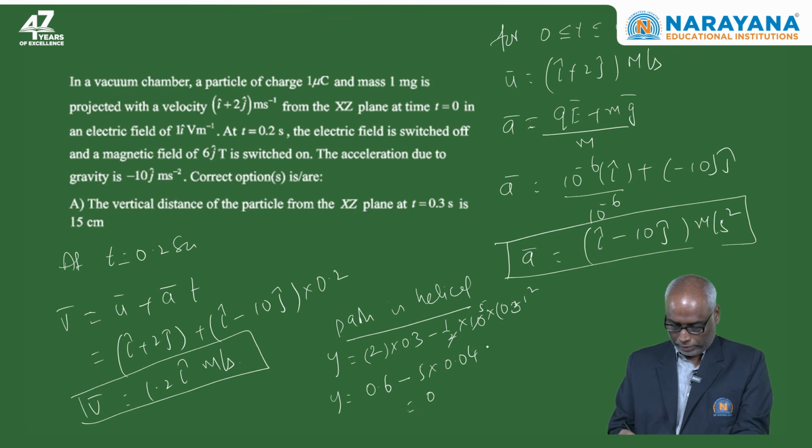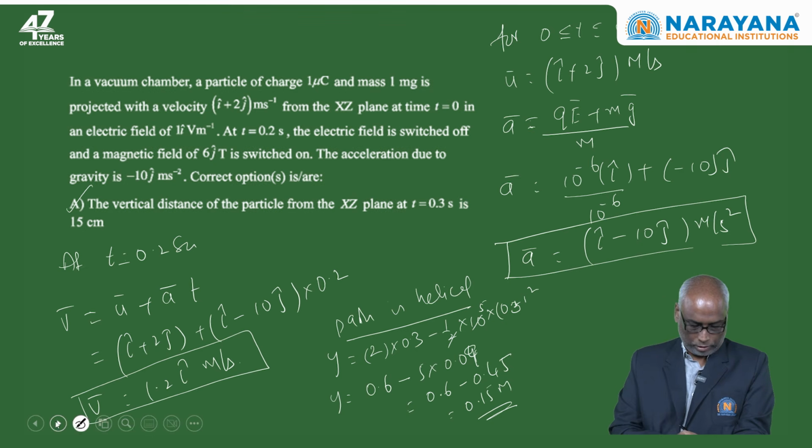This should be 0.3, up to 0.3 seconds. So 0.09. So 0.6 minus 0.45. This should become 0.15 meters, which is 15 centimeters. So option A should be right. Look at the second option.